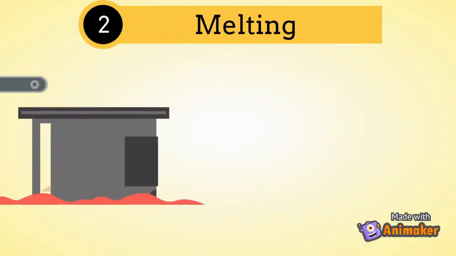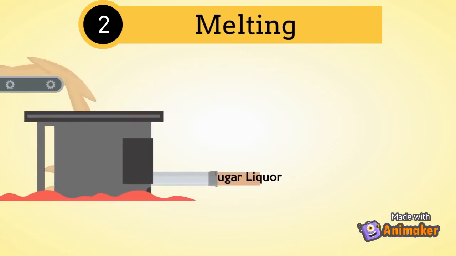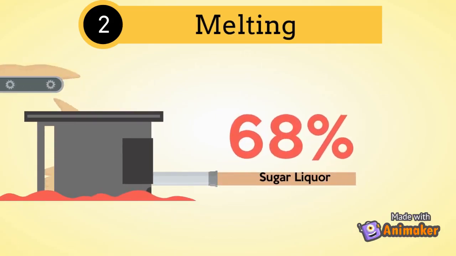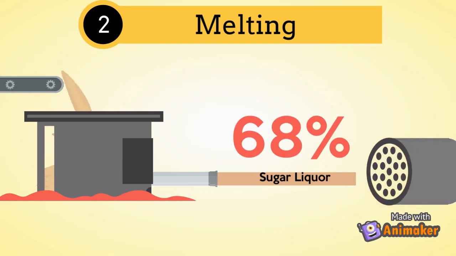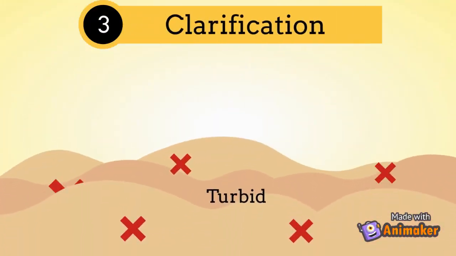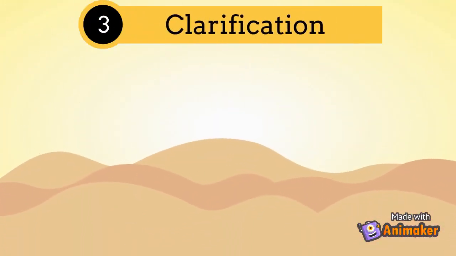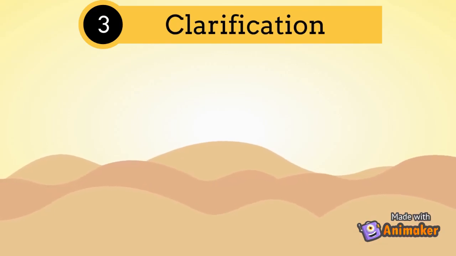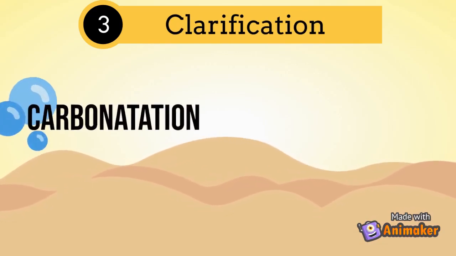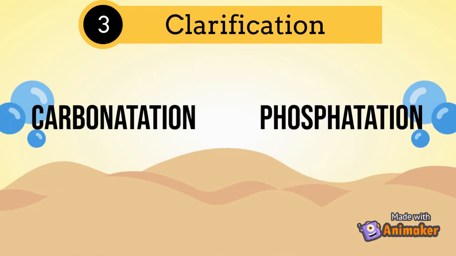The washed raw sugar is melted to produce a sugar liquor whose concentration is around 68%. This liquor is passed through a screen to get rid of particulate matters. To remove inorganic components and the turbidity of the sugar liquor, it is purified and clarified. This process may employ either carbonatation or phosphatation methods.